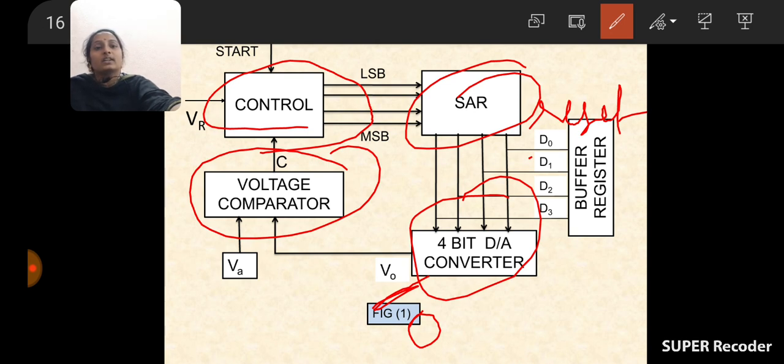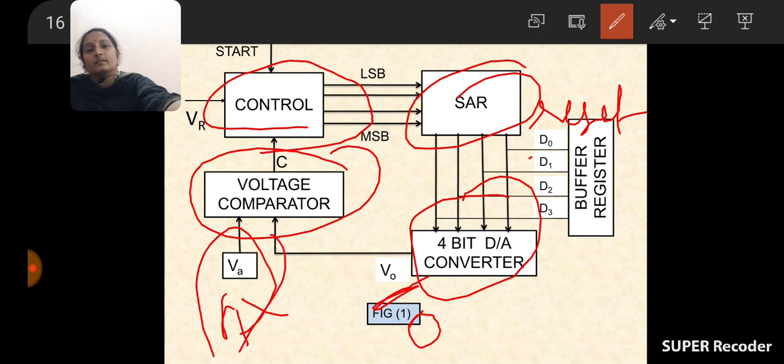When we are getting V0 equal to 0, at that moment you apply your analog input voltage. Whatever voltage you would like to convert into digital is called the input value. So now you apply the input value across the voltage comparator. When the successive approximation register is reset, that means when the 4-bit D2A converter is 0, at that moment only you apply the input voltage.